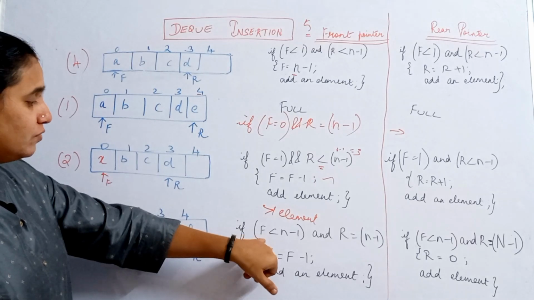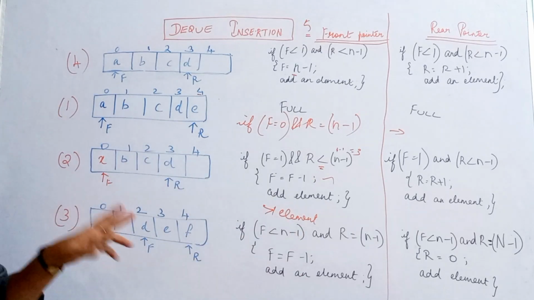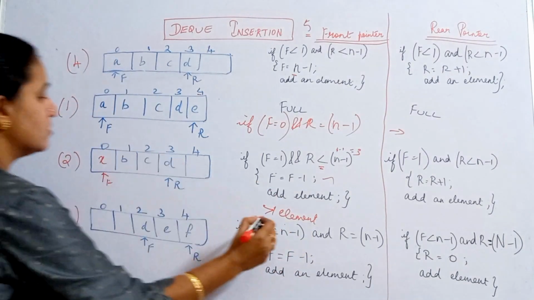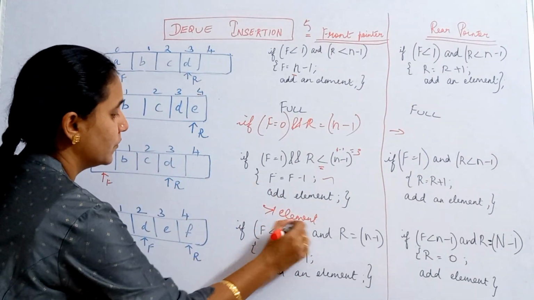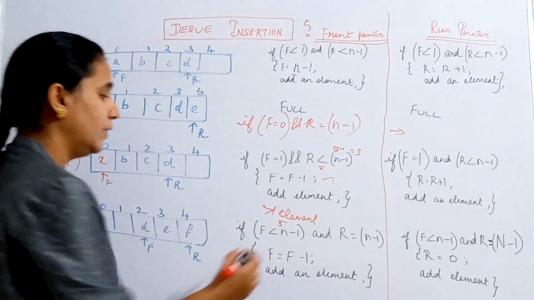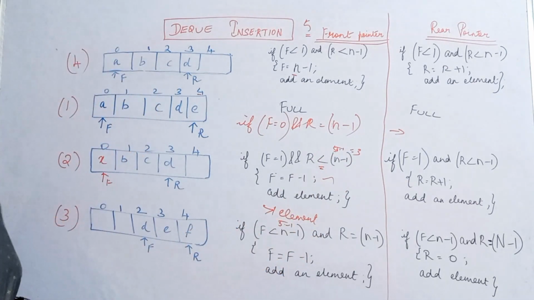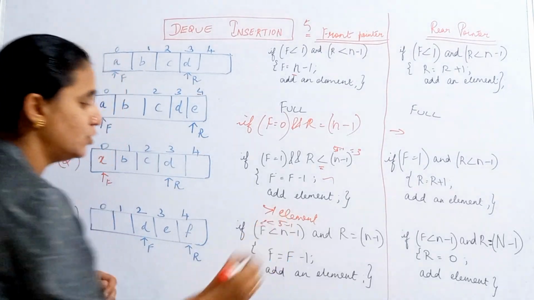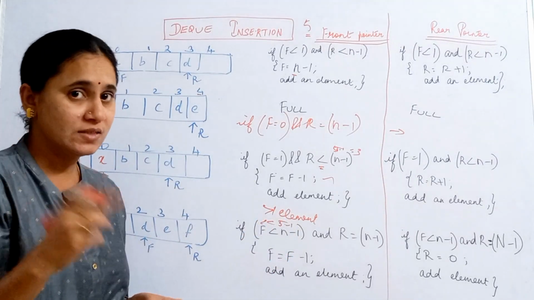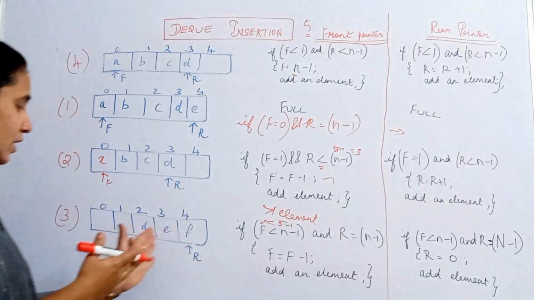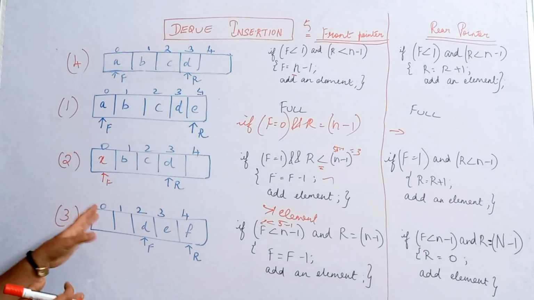So see, if f is less than n minus 1, is this condition true? What is n value? The n value is 5. So 5 minus 1 is 4. Is this condition satisfied? What is f value? The f value is 2. So 2 is less than 4. So the condition is true, and the system will understand that there are still many more elements to be inserted.